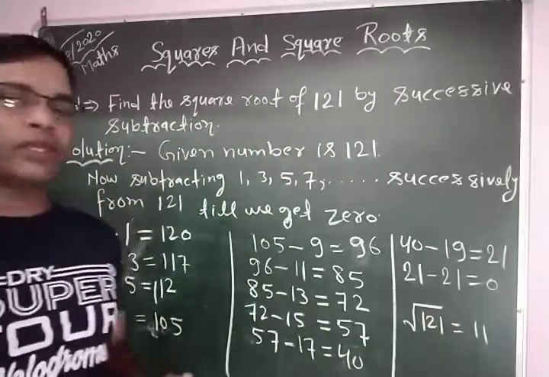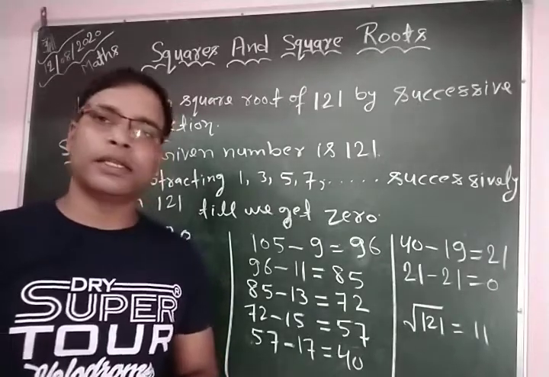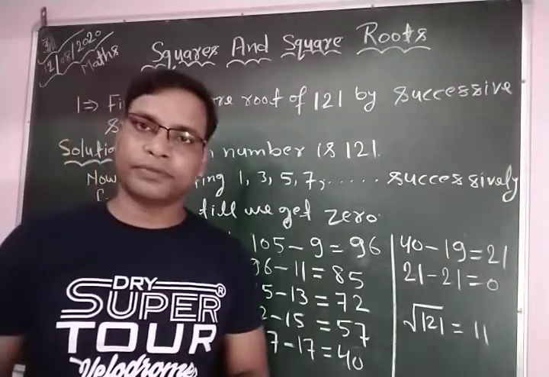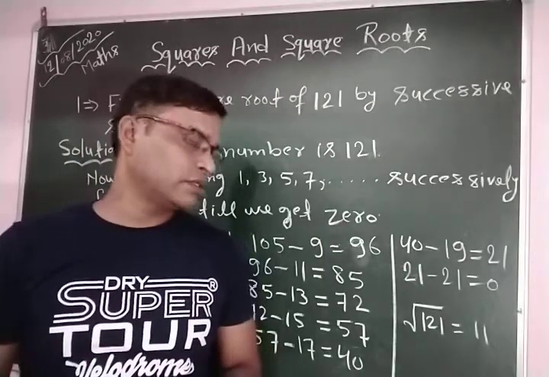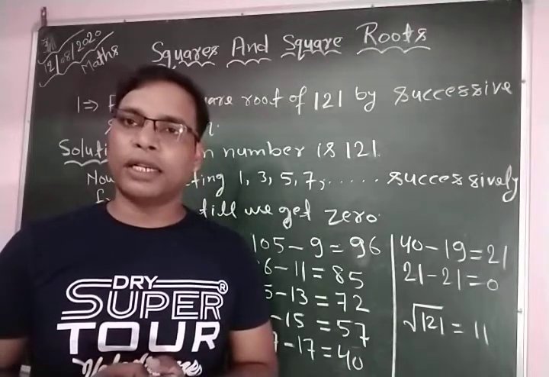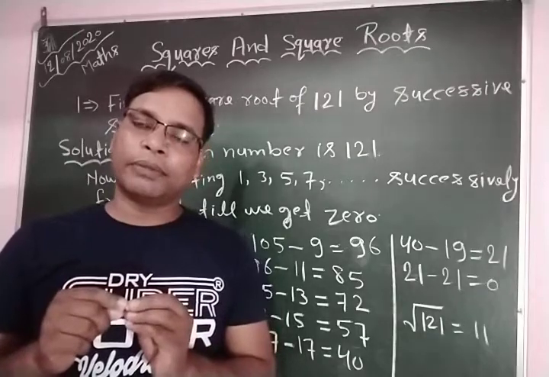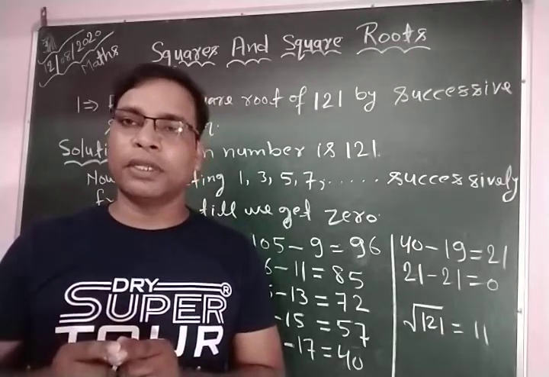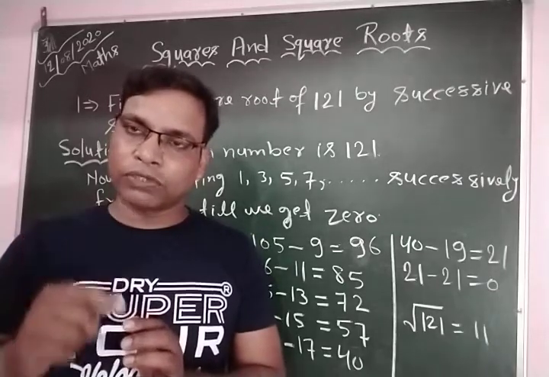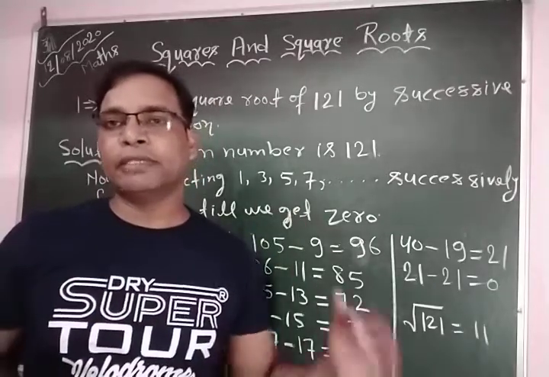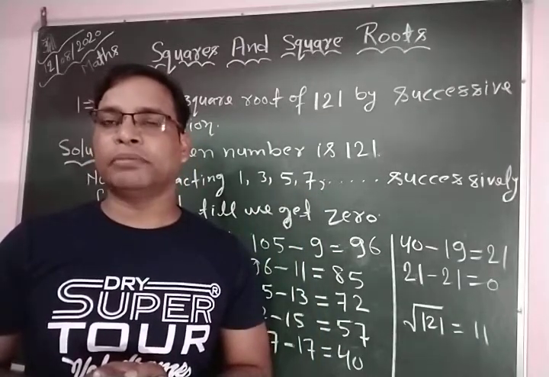Similarly you can find the square root of 225 or 625, 289, whatever, 441. You subtract the odd numbers, starting from 1. When we obtain 0, you count the number of steps. That number of steps is the square root of that number. This method is called successive subtraction method or repeated subtraction method.